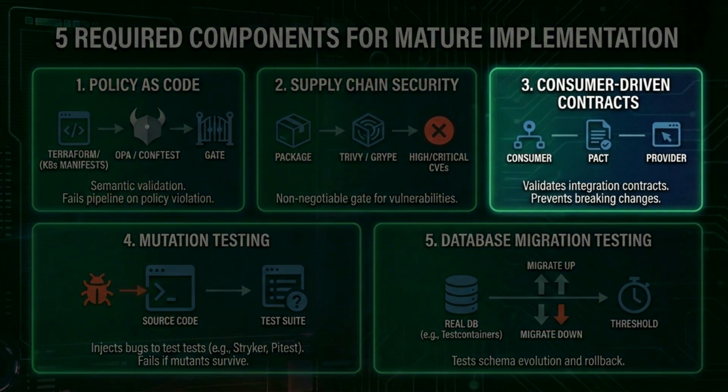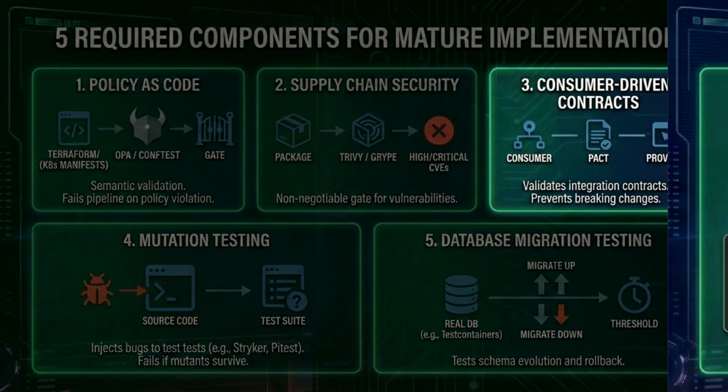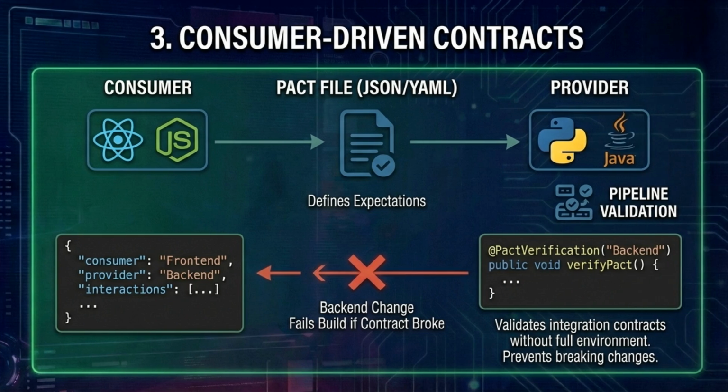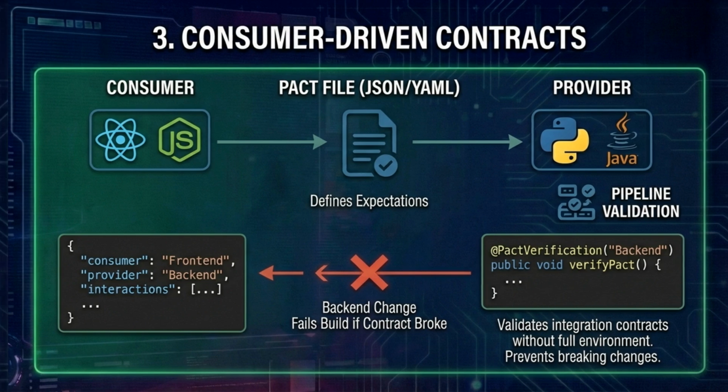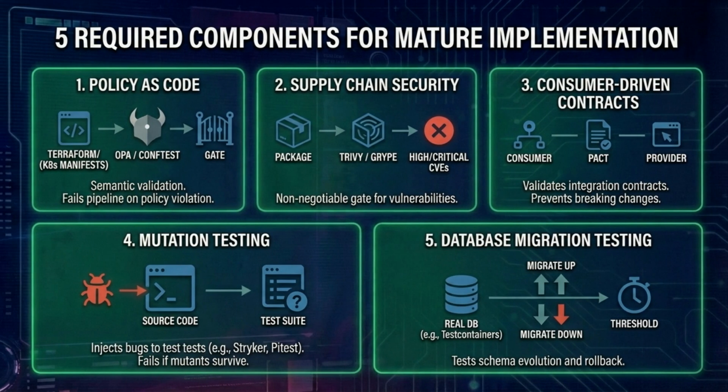Third, consumer-driven contracts. End-to-end tests are often too slow and brittle for a rapid feedback loop. The expert approach to microservice integration is PACT. The consumer defines the expectation in a contract file. The provider's pipeline validates this contract during its own build process. If a backend change breaks the schema expected by the frontend, the backend build fails. This catches integration regressions without spinning up a full environment.